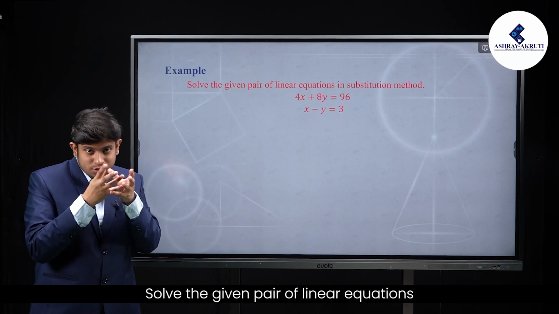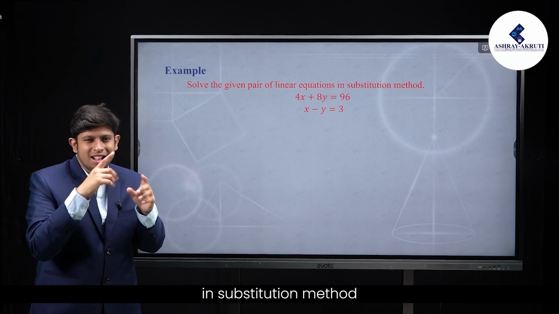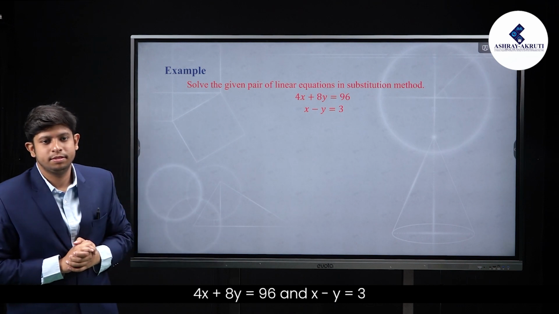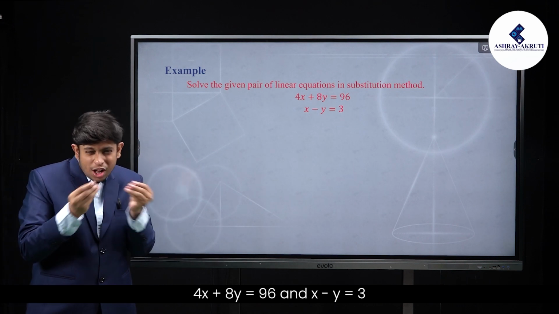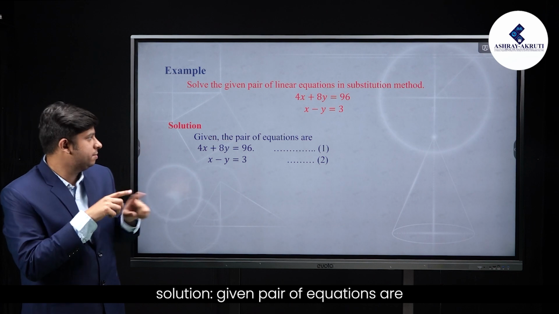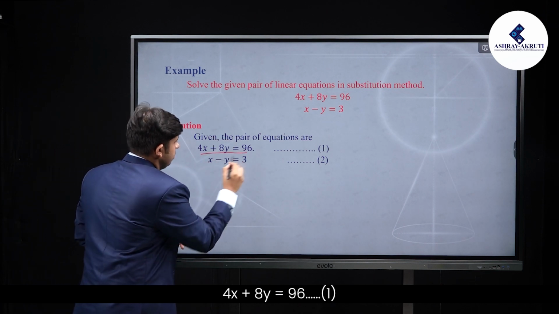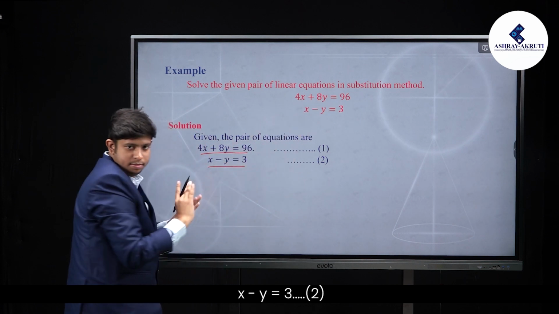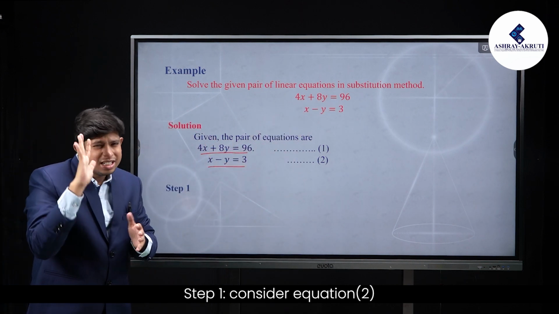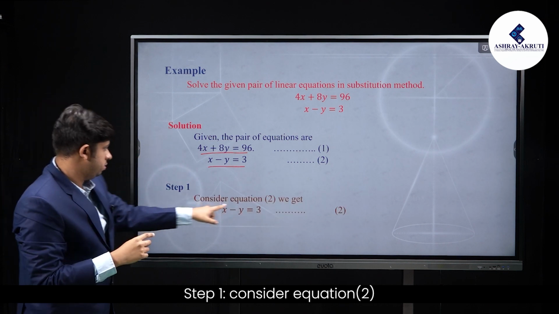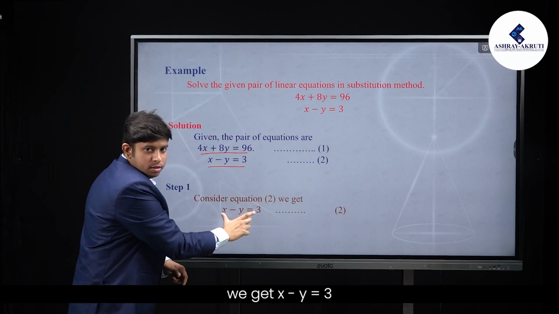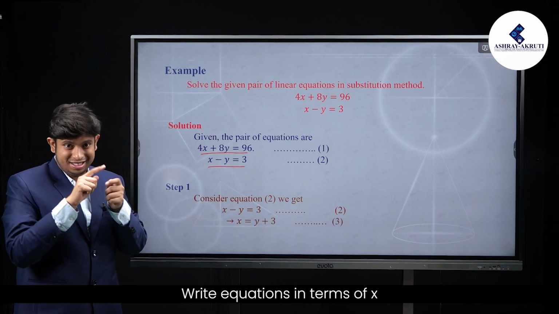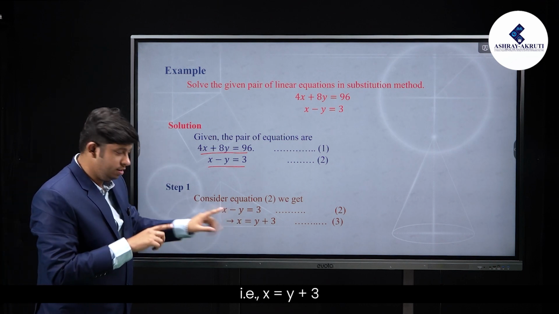Example: solve the given pair of linear equations by substitution method. 4x plus 8y is equal to 96, x minus y is equal to 3. Solution: given pair of equations are 4x plus 8y is equal to 96 as equation 1 and x minus y is equal to 3 as equation 2. Step 1. Consider equation 2. We get x minus y is equal to 3. Write the equation in terms of x, that is x is equal to y plus 3.